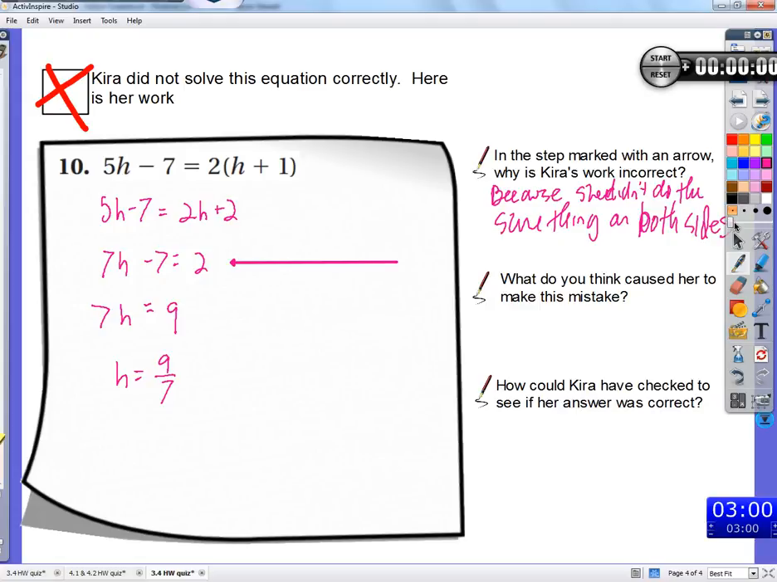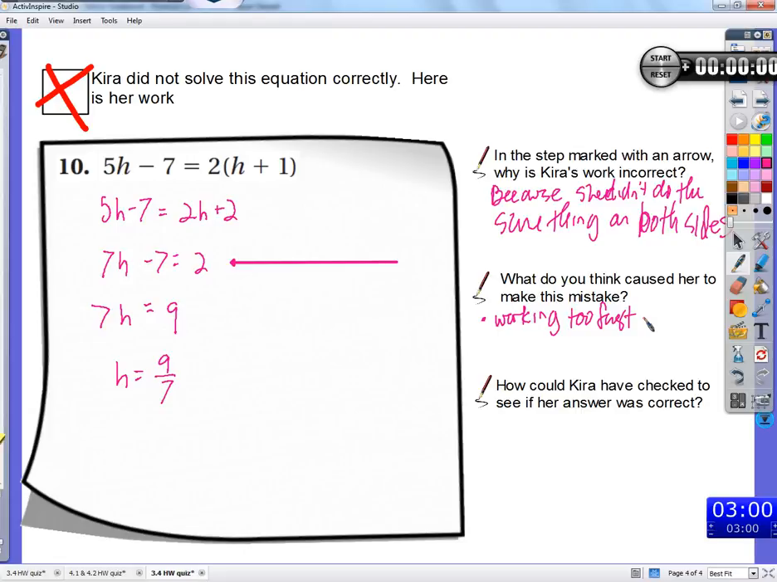So she sees two like terms, she's not really thinking about it, she's kind of working quickly, does some mental math, and just puts 5H and 2H together, not thinking about the 2H being over here on the right side of the equation, the 5H on the left side. Those aren't going to go together. I need to cancel it on one side and then do an equivalent operation on the other side. So maybe just working too fast, and not paying attention as she should.